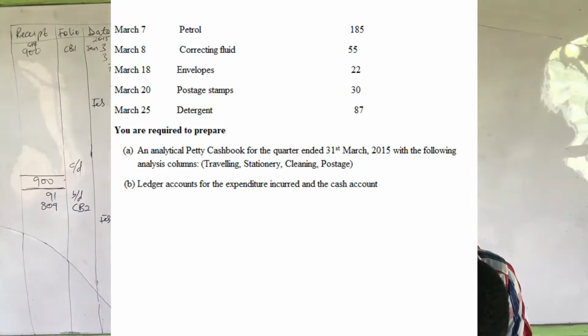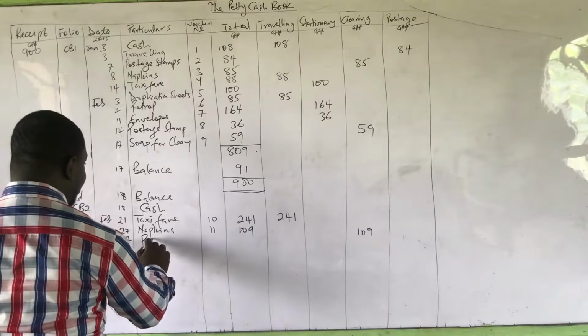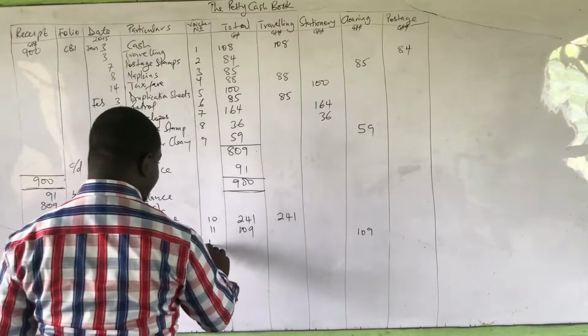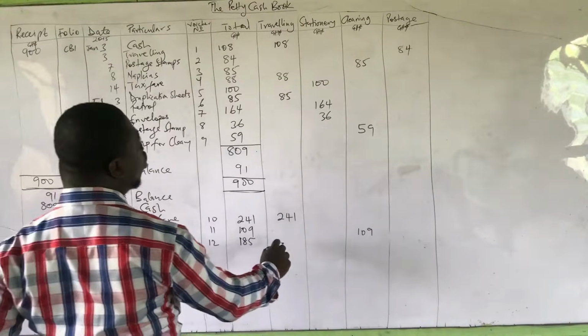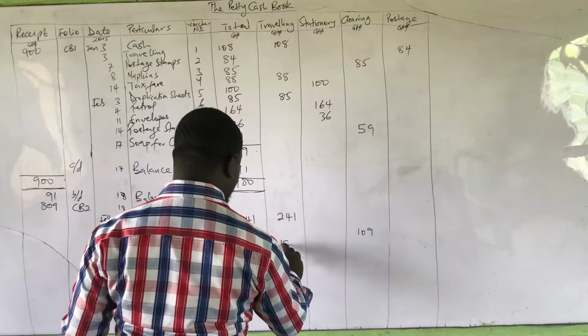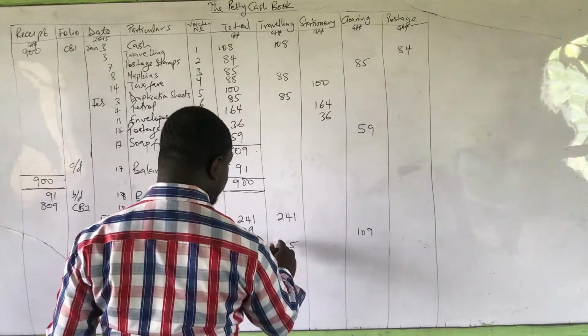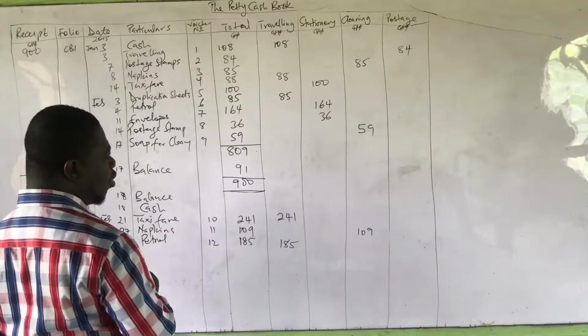So the next one is on the 7th of March, petrol, 185. On the 7th of March we made payment for petrol, and that is voucher number 12, 185 Ghana cedis. And petrol will go under traveling, 185. So that is it for petrol.